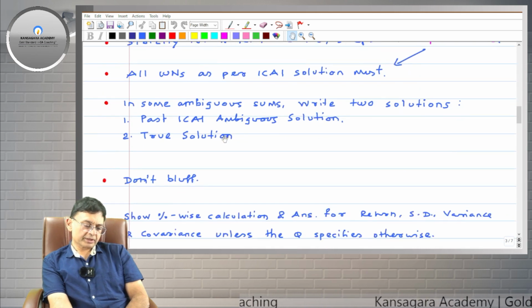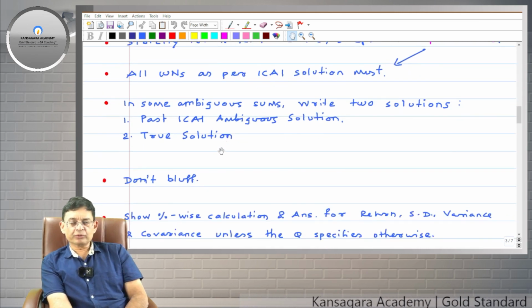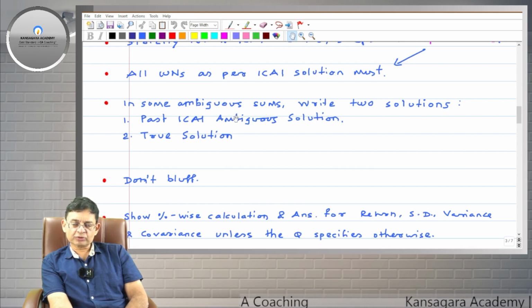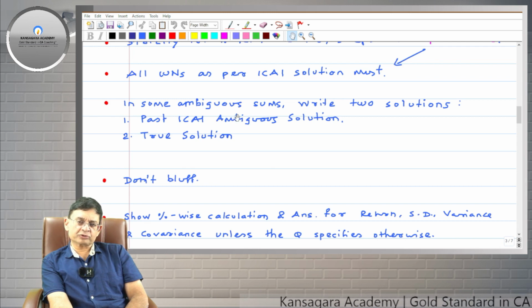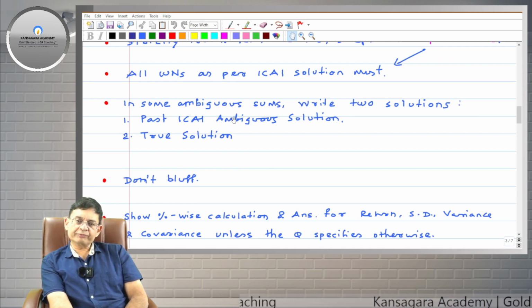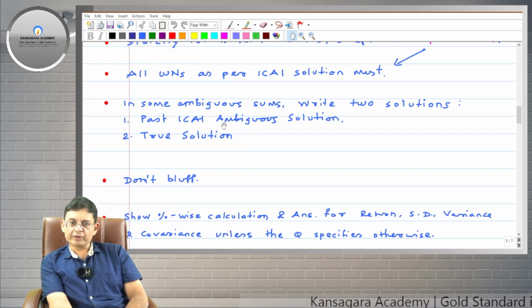Then students, ambiguous sums. Around 10% of your questions in AFM happen to be ambiguous. In ambiguous questions, students, the solution is not logically consistent with the question, or sometimes the question itself is defective. So here some important parts of the solution you will have to remember, because the general rule is that if the question is ambiguous, then you must write the ICI solution or similar to ICI solution in the exam. If you write the logically correct solution, then you may lose marks.